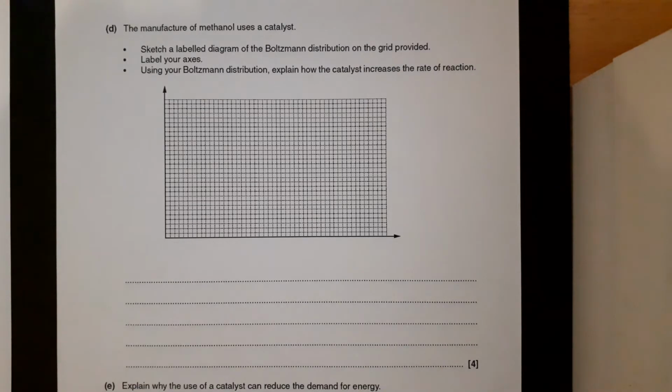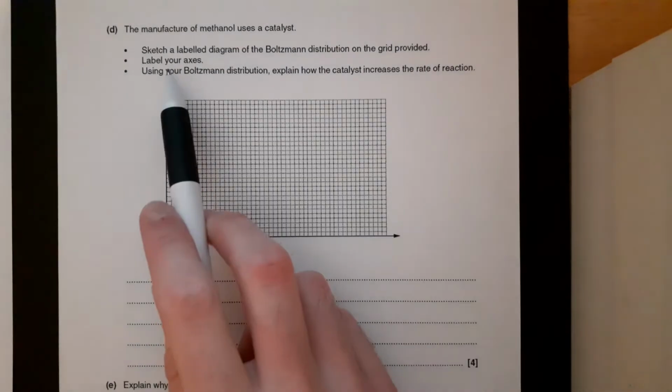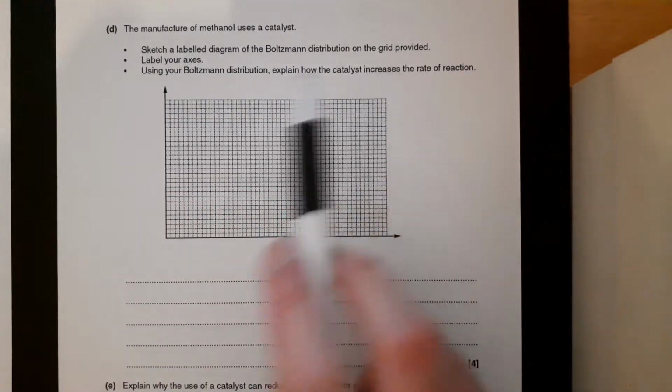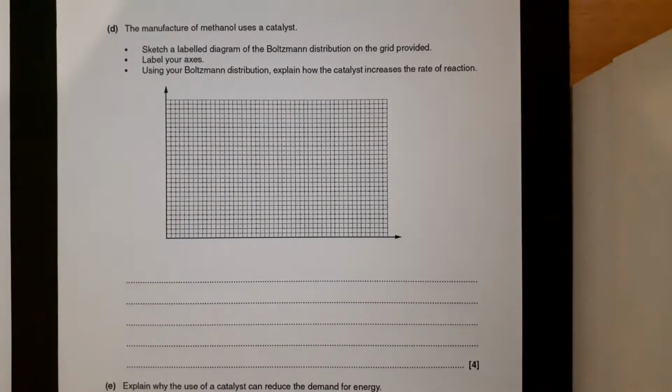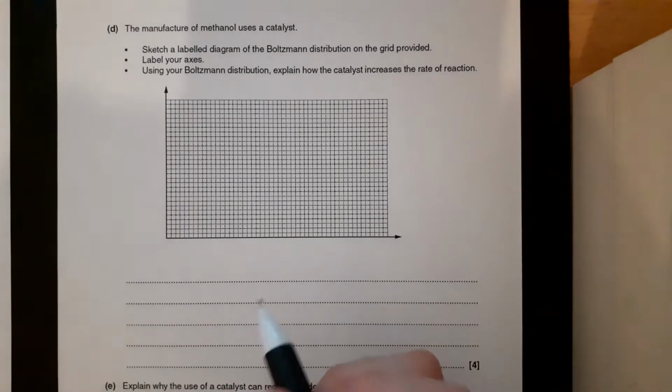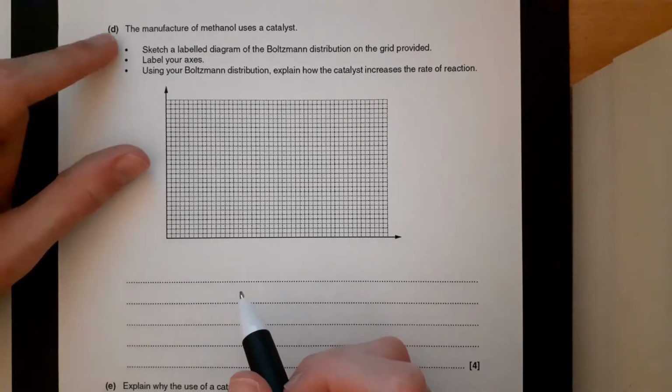So you can learn it and be pretty confident about what you're going to be asked to do in the exam. This is the first one. This is talking about a catalyst. So it wants us to sketch a labelled diagram of the Boltzmann distribution, label the axes, and explain how a catalyst increases the rate of reaction. Okay. So again, we've got bullet points here. So it's always a good idea just to go down these and make sure we've done them all.